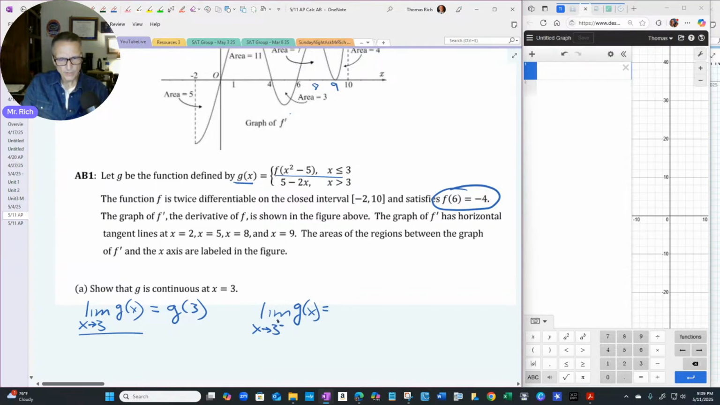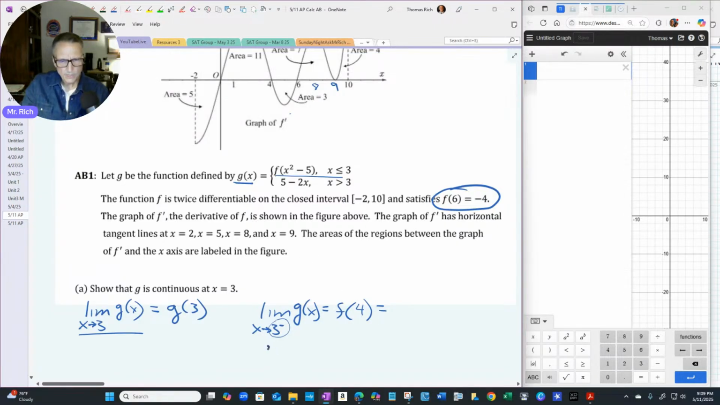I need to know what g of 3 is. Well, that's going to be f of 3 squared minus 5, 9 minus 5, f of 4. Now, do we know what f of 4 is? Because g is f of 4. And we don't necessarily know what that is.